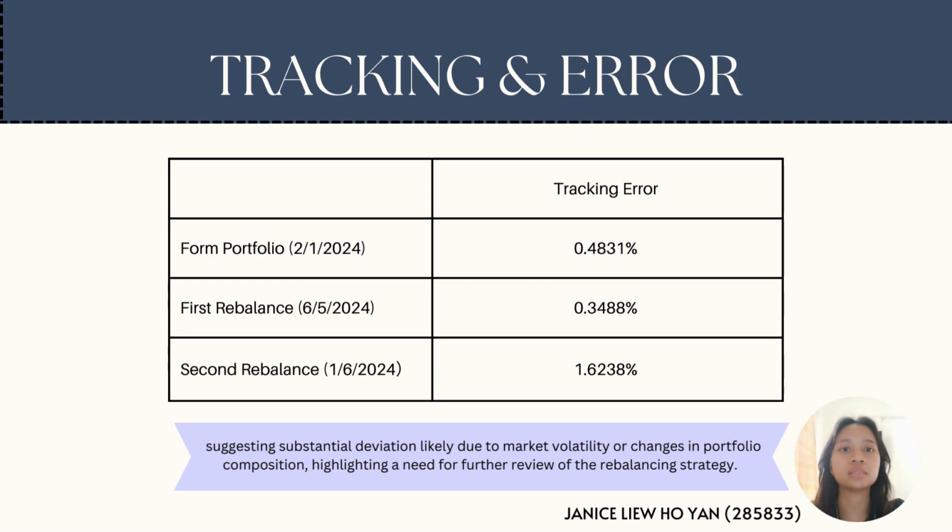The tracking error analysis of the portfolio shows an initial low deviation of 0.4831% from the benchmark at the formation, which further improved to 0.3488% after the first rebalance, indicating enhanced alignment. However, the second rebalance saw a significant increase in tracking error to 1.62385%, suggesting a substantial deviation, likely due to market volatility or changes in the portfolio composition, highlighting a need for further review of the rebalancing strategy.